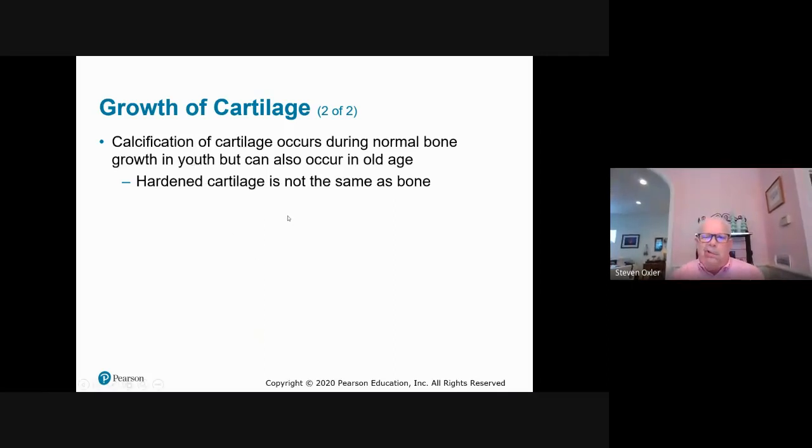Calcification of cartilage occurs during normal bone growth as a child. When you reach puberty, you stop growing. And the reason you stop growing is because the cartilage that is in your epiphyseal plate of all bones calcifies. So at puberty, you stop growing. Your bones do not lengthen anymore.